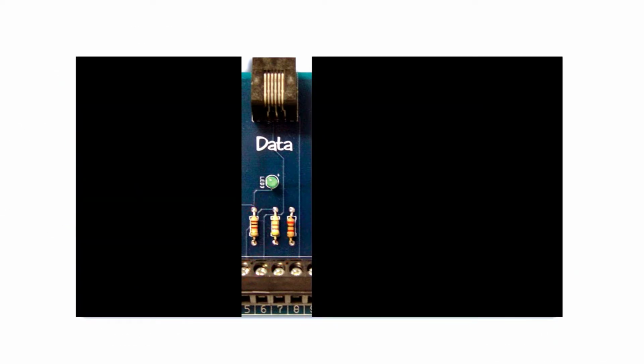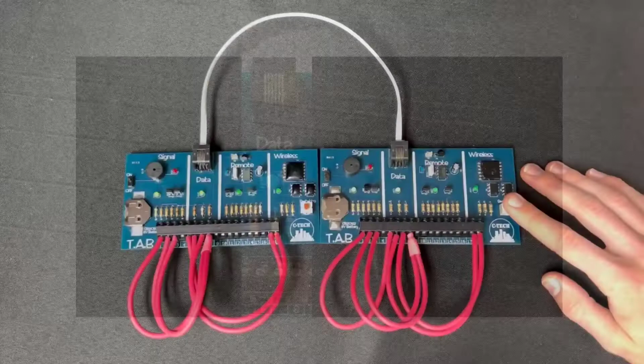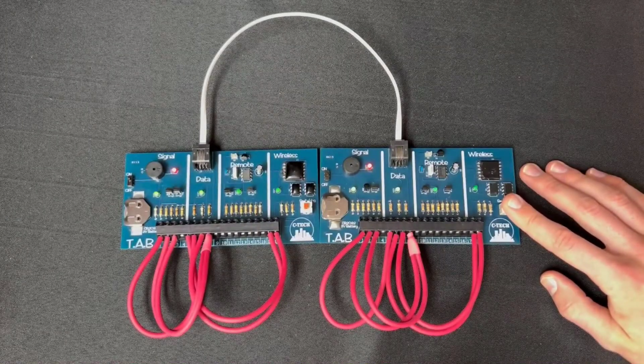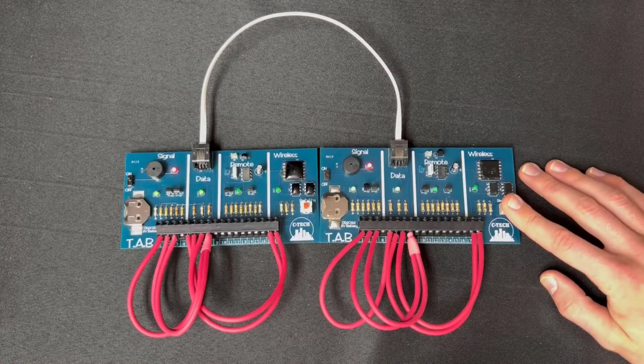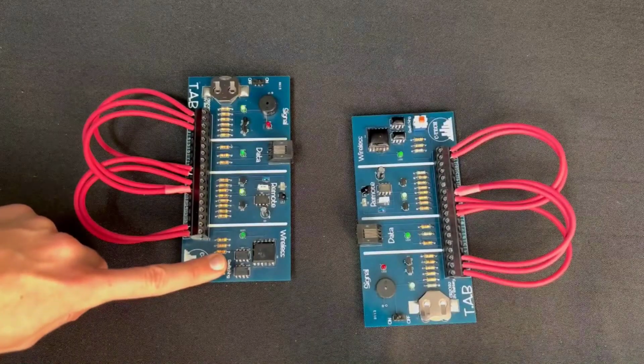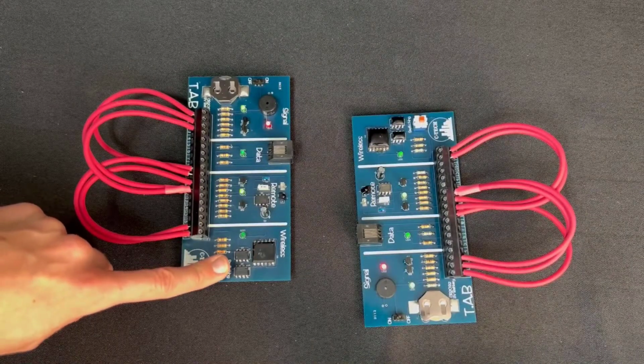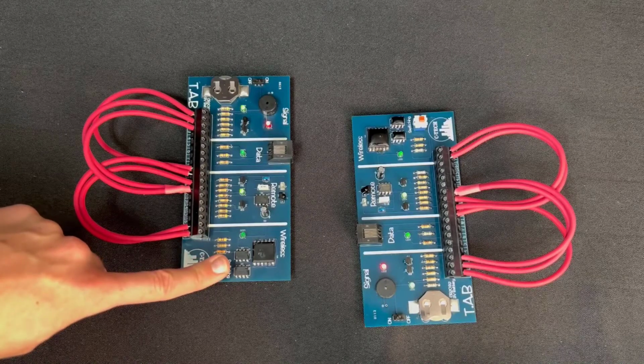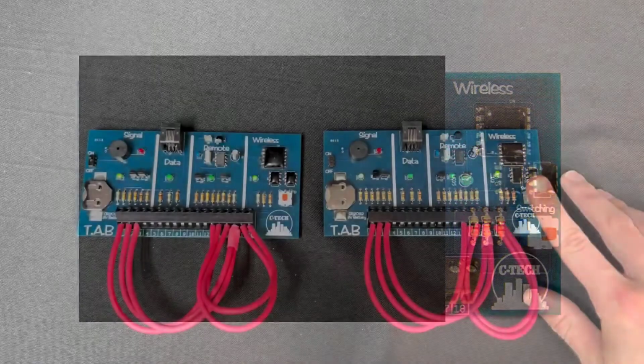In the data section, information will be traveling through two-pair cable. In the remote section, data will be transmitted using infrared light. In the wireless section, data will be transmitted using radio frequency.